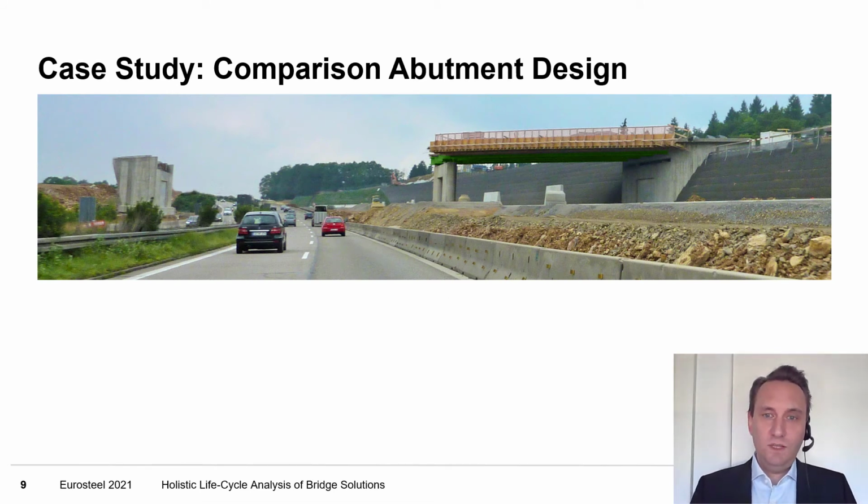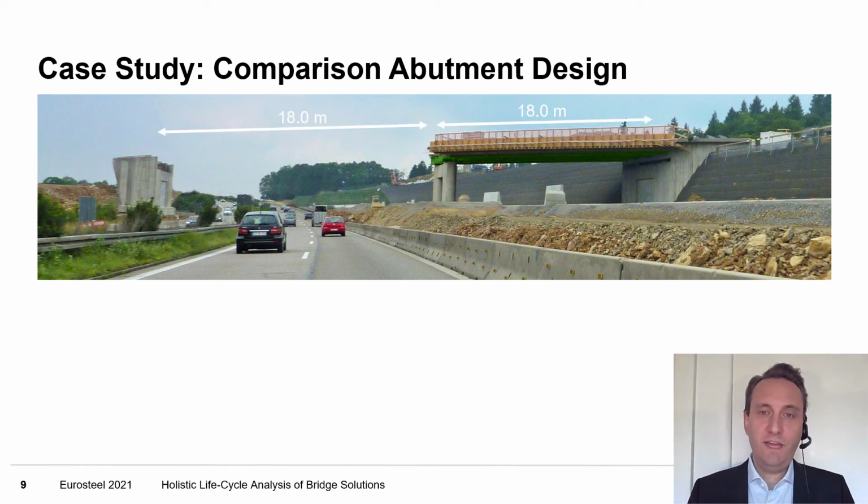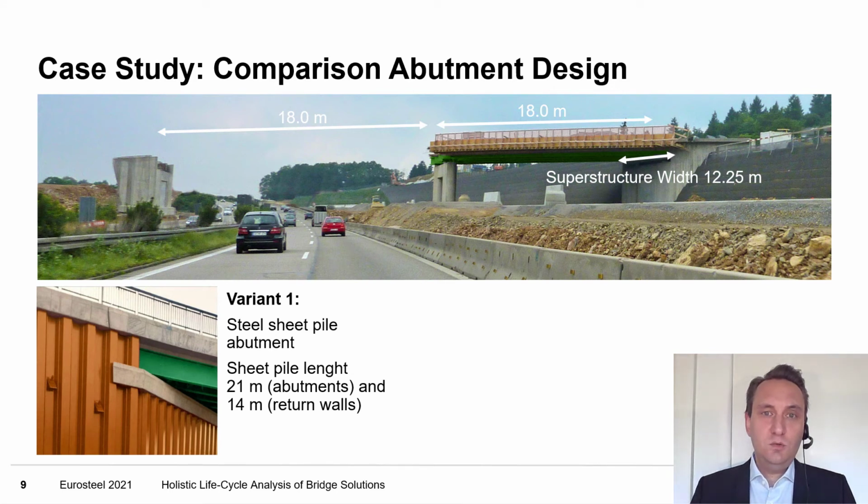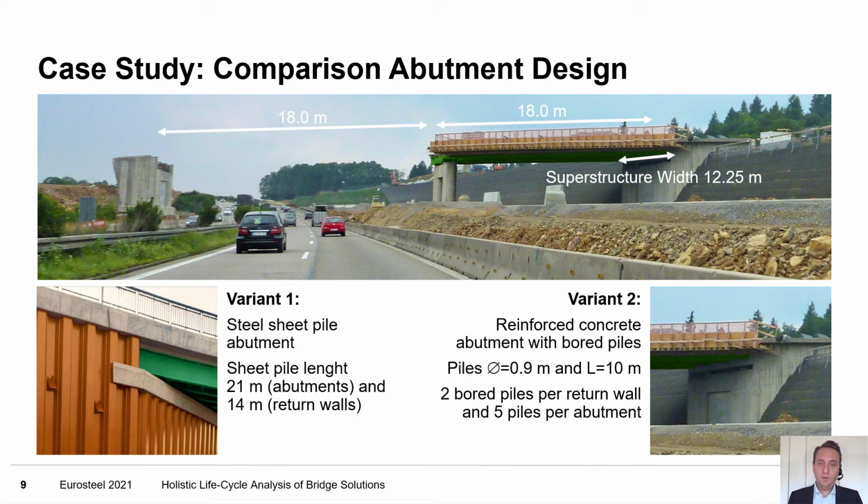I will use a normal composite bridge shown here in the picture. It is a 2-span bridge with a length of 80 meters for each span. The width of the superstructure is 12.25 meters. And I will use 2 different variants of the abutment design to show the results of the holistic analysis. Variant 1 is a steel sheet pile abutment. The second variant is a reinforced concrete abutment with bored piles underneath.